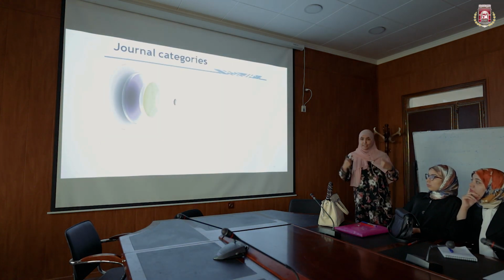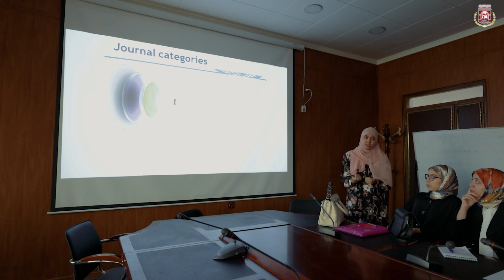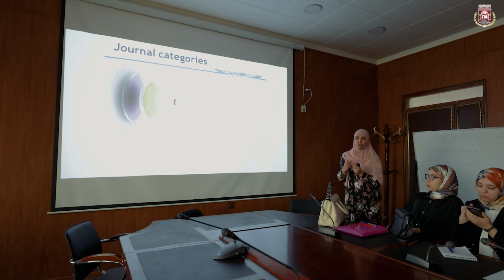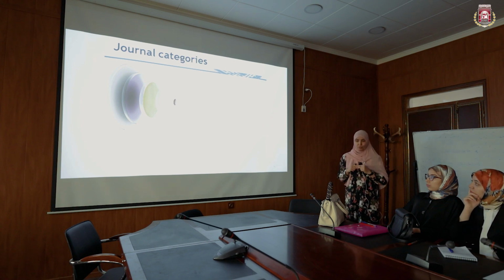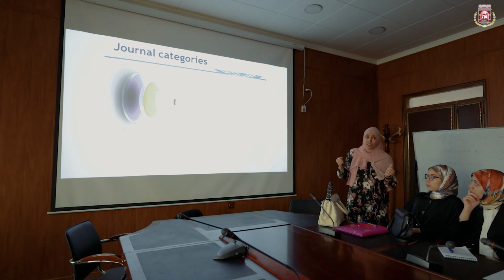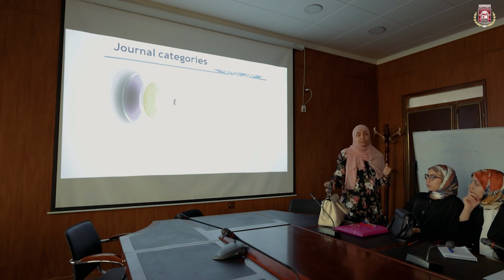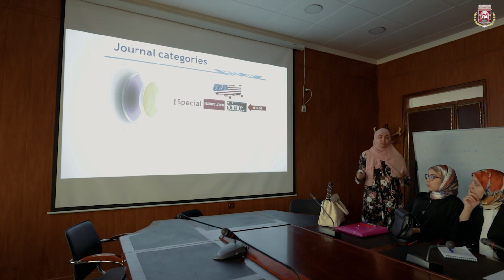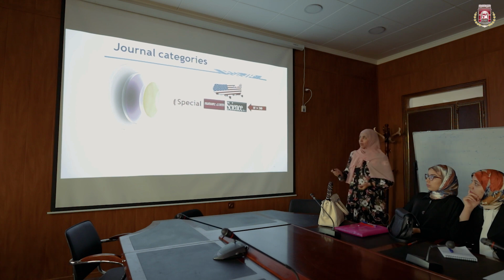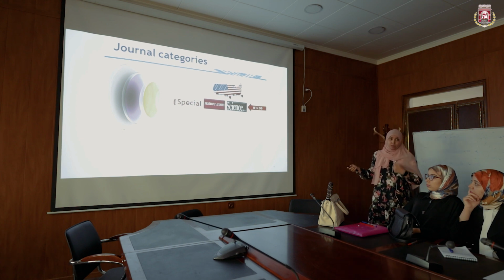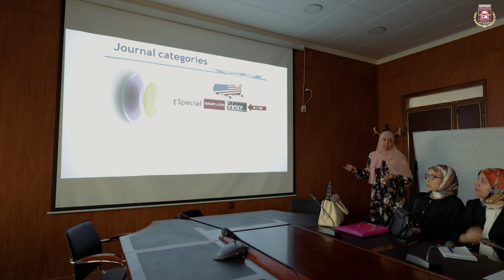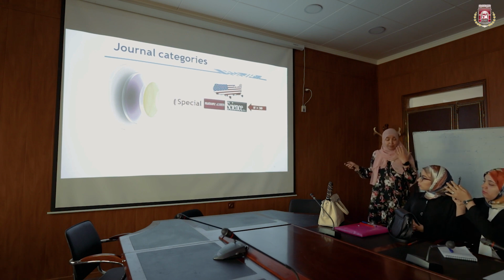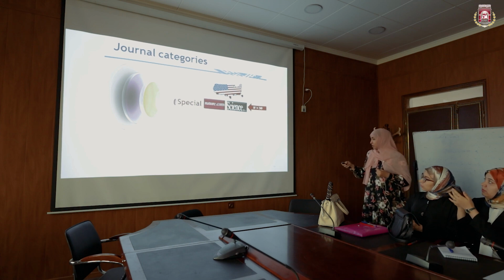So to choose a journal, we should first know something called journal categories. We have 2 rankings of journal categories: Algerian ranking and international ranking. Let's see the Algerian ranking. According to DGRSDT, we have special, which are papers published in nature.com and Science with a high impact factor up to 30.